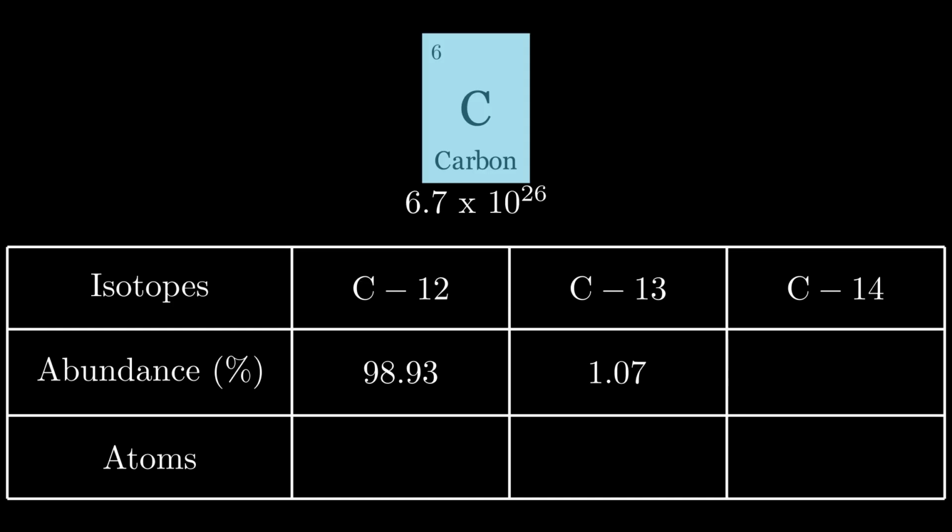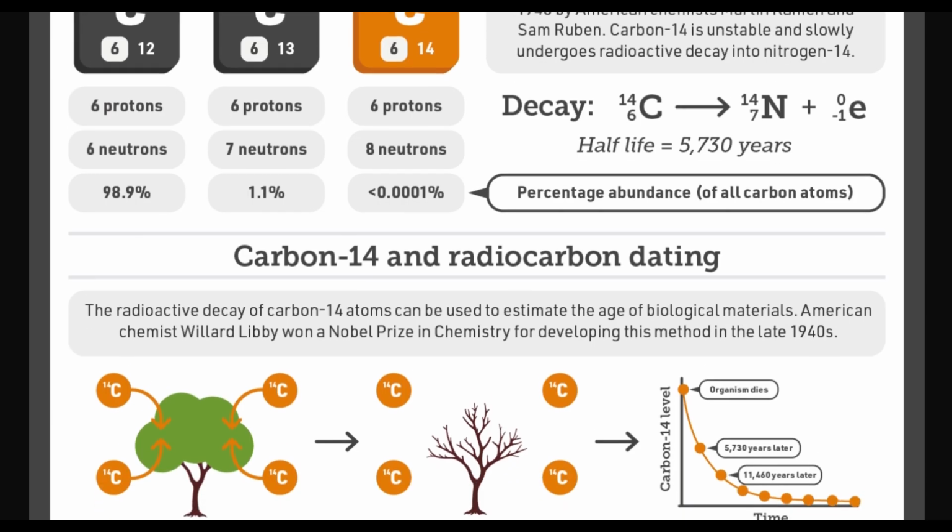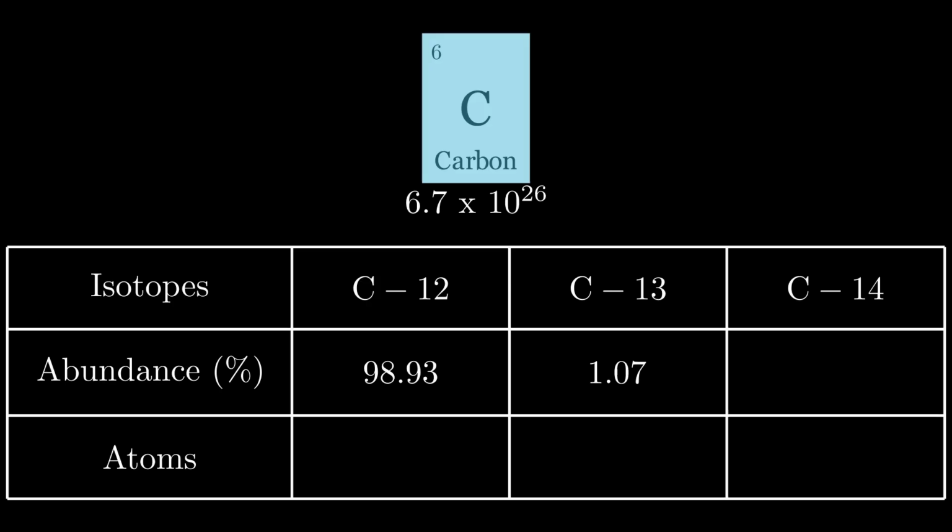Except of course it isn't, because carbon dating, a form of radiometric dating, is very real and uses the very real and very radioactive carbon-14. Its abundance usually isn't expressed as a percentage, as there is an estimated 1.25 atoms of carbon-14 per 1 trillion atoms of carbon.